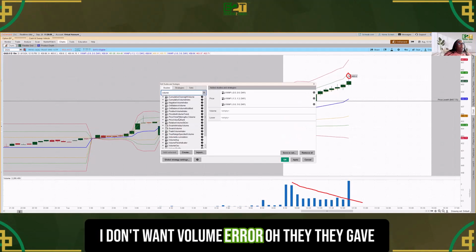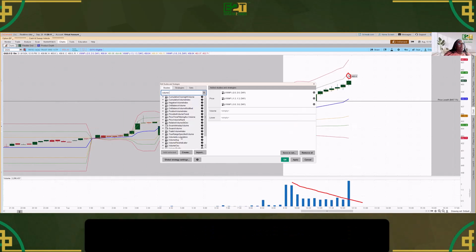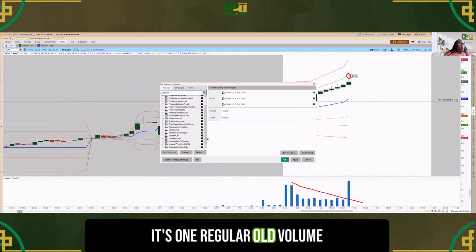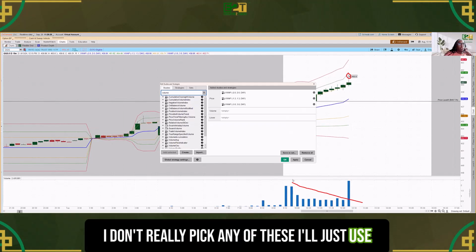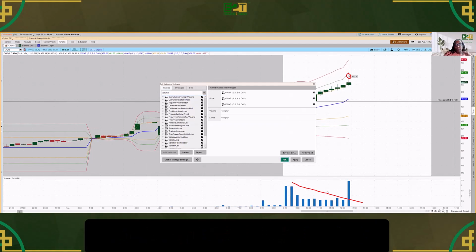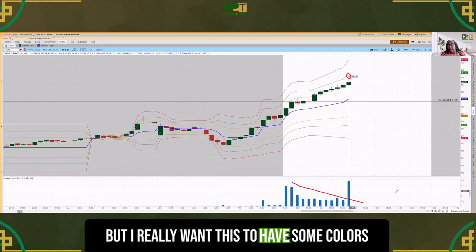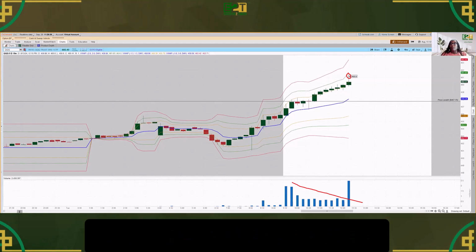Let me see if I can put it on here. I don't want volume average. They give you too many choices. I just want regular old volume. I don't really pick any of these. I'll just use the one at the bottom of the screen. But I really want this to have some colors. Let me see for our next candle.